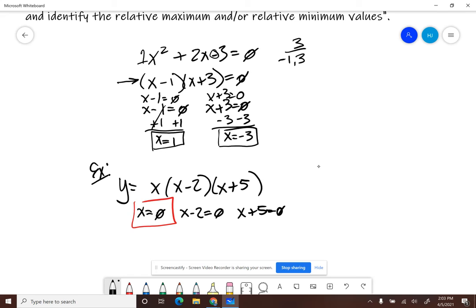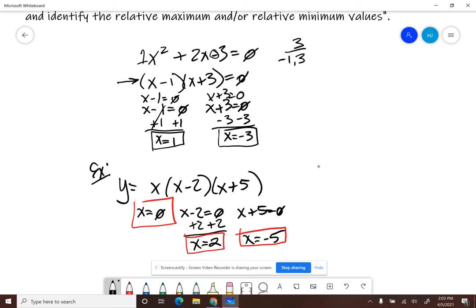I'm going to have to move the 2 to the other side. So notice what happens. It just becomes x equals 2. So now we kind of realize, okay, if this is x plus 5 equals 0, what's going to happen? It's just going to be the opposite of that. So it's going to be x equals negative 5. So ladies and gentlemen, all three of these would be my answers that would make this 0.